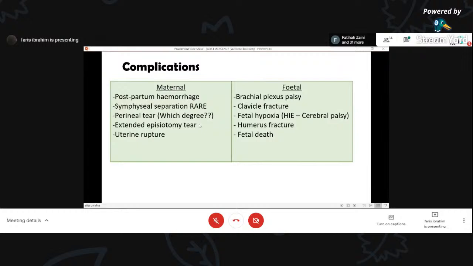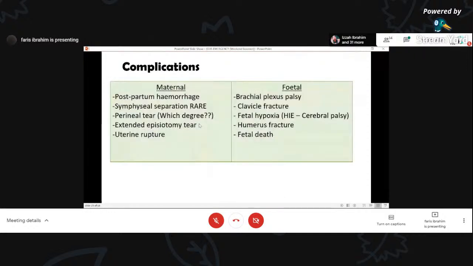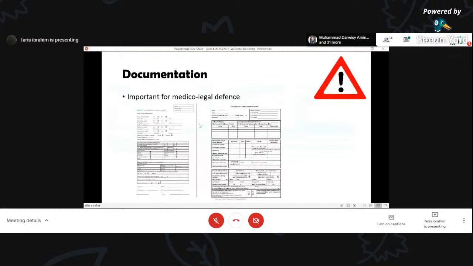And then next is for fetal. Fetal, they can have a brachial plexus palsy, clavicle fractures as I mentioned tadi, fetal hypoxia, okay, ended up with cerebral palsy, humeral fractures, and also lastly is fetal death. Okay, so itu je untuk complications, right? So this is just documentations.